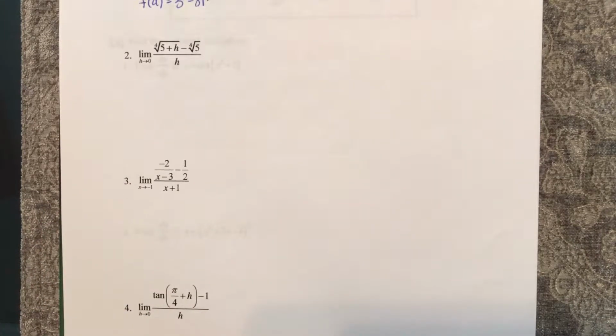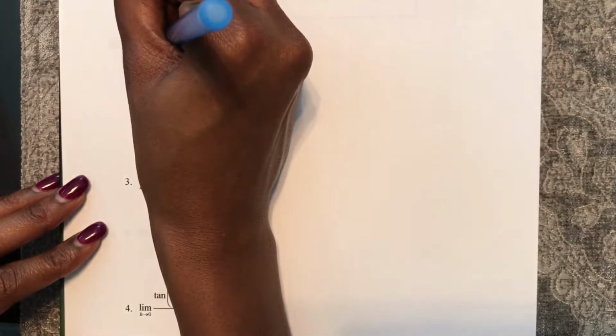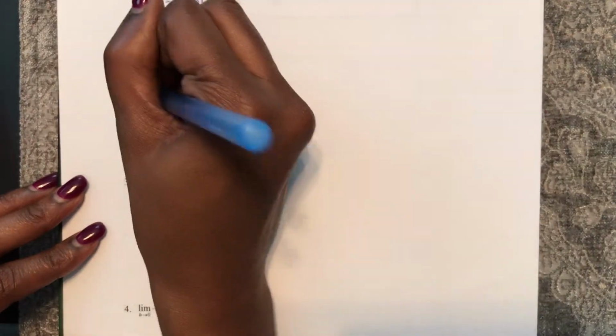Hey, let's keep it going. Number 2, once again, looking at this limit and recognizing that this limit is actually the definition of a derivative of a function at a given point. So here, this to me, I'm thinking a is 5, okay?